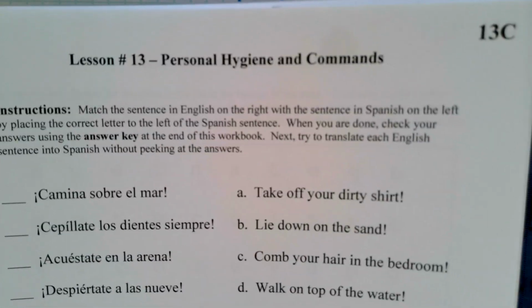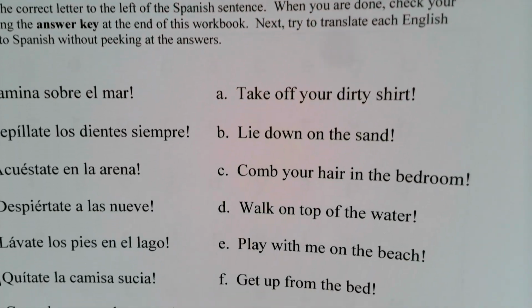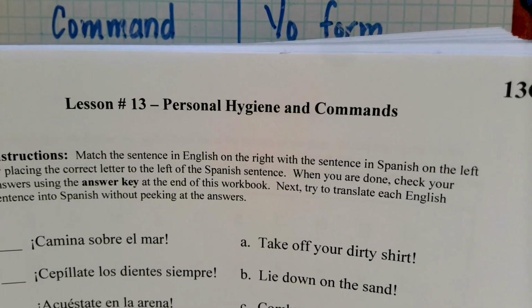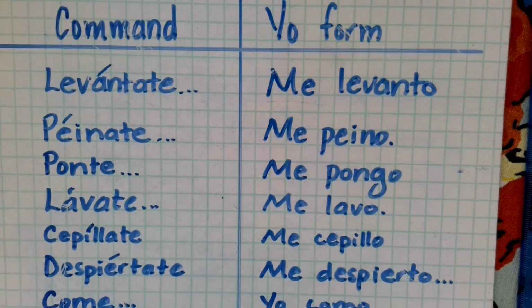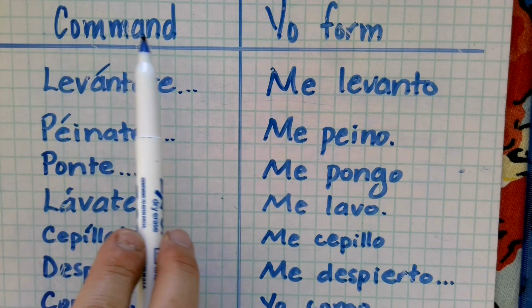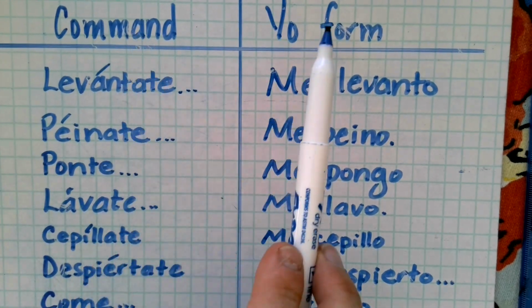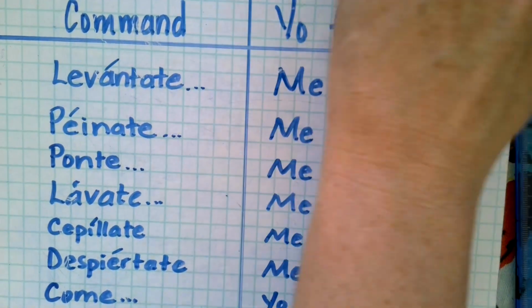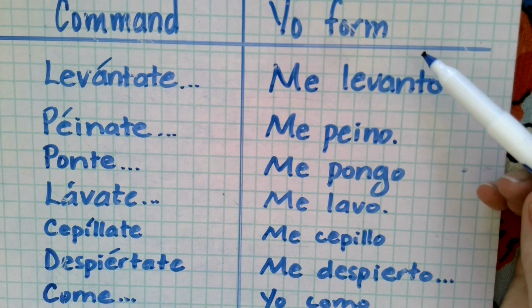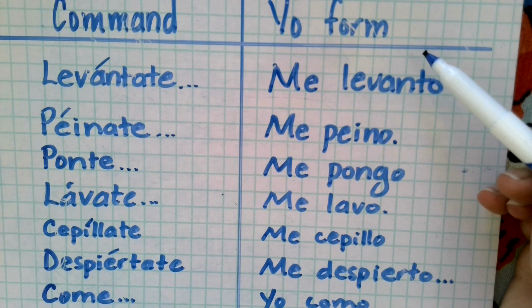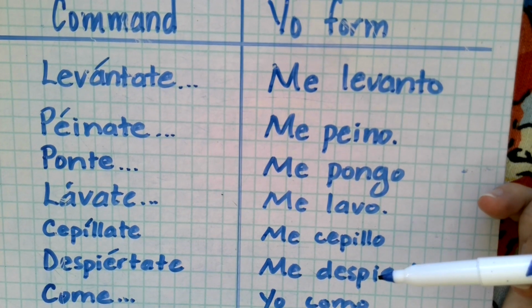So your word bank is going to come from this lesson, this page 13C. And you notice that we have lots of commands. You're telling someone else what to do. But we're going to switch it up just a little bit and talk about how to go from the command form, mandatos, to the yo form. This yo present tense form is the verb tense we would use to describe something that you do as a habit. Okay? So, present tense habit.